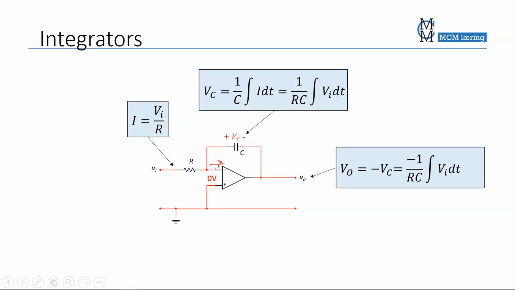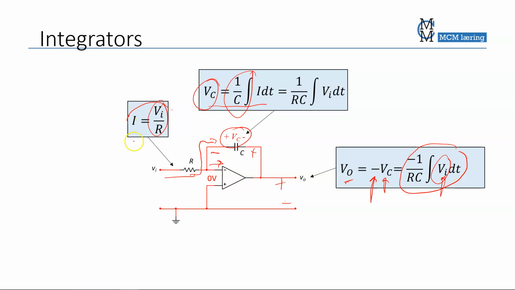There is no current going through here, because that's the property of the basic operational amplifier. So the current here is V in over R. The current has to go up there, and the current in a capacitor is defined by its integral. The voltage across is defined by 1 over C multiplied by the integral of the current. So the V out is plus minus here, the opposite sign of the capacitor voltage. So the V out is 1 over RC and the integral of the voltage V in.